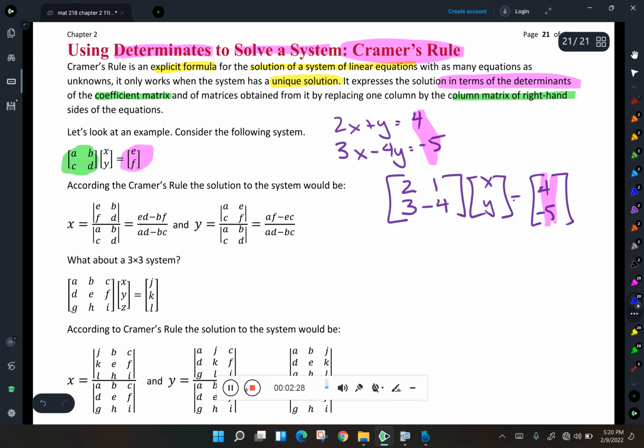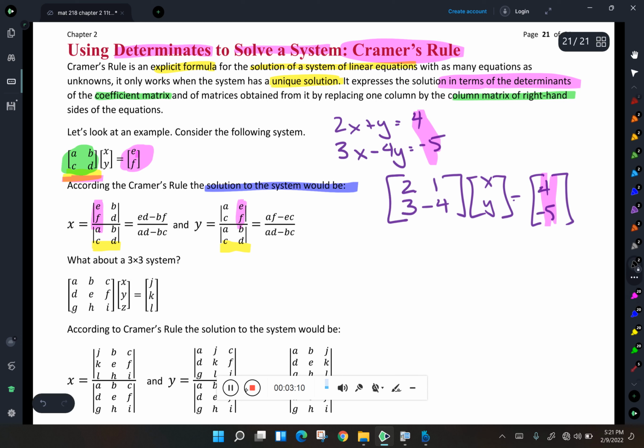Now, according to Cramer's rule, the solution to this system is found by taking the determinant of this matrix divided by the determinant of that matrix, and y is found by this one divided by that one. Did you see what happened? The denominators of both of these are just the determinant of the coefficients. The numerators are that coefficient matrix with, in this case, the x column replaced with the constants, and in the second one, the y column replaced with the constants.